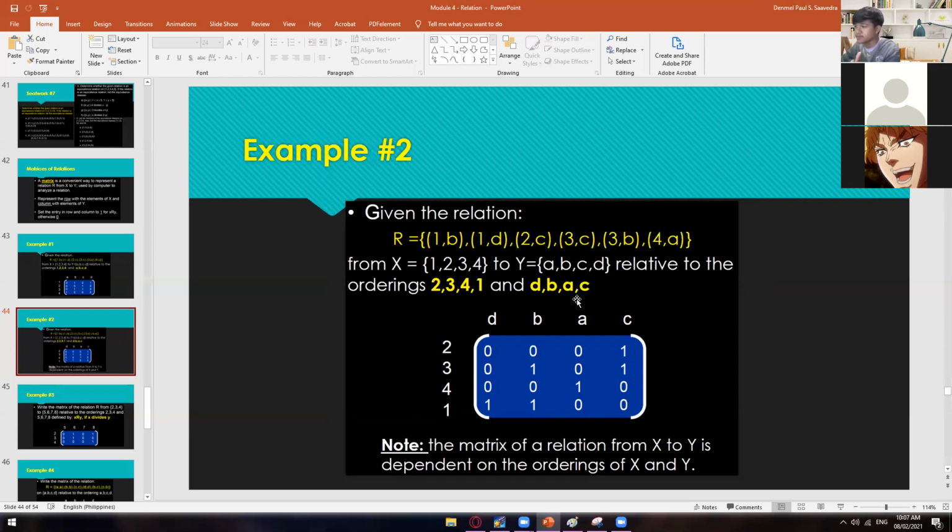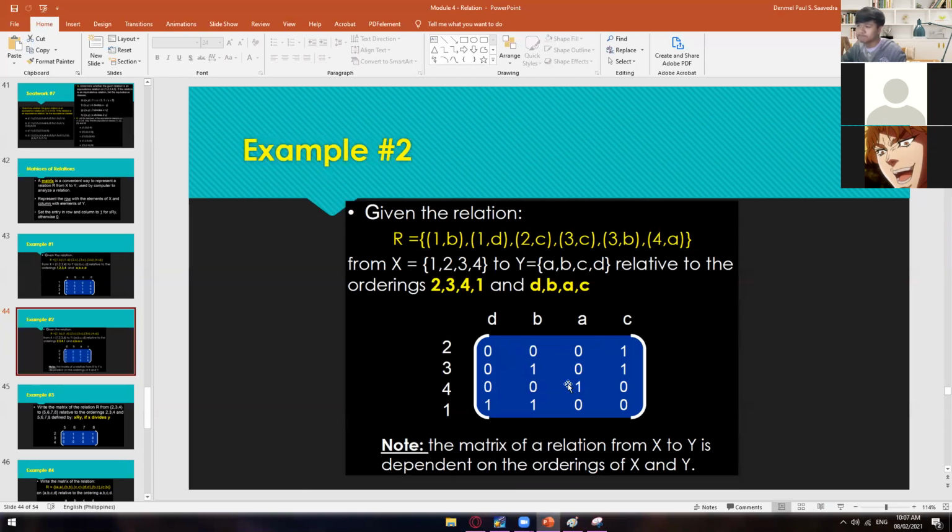Okay. So, look for 1B. So, we have here 1 and then B. So, just make this one 1. And then we have here 1B, which is now this one, 1D. And then 2C, which is this one. And then 3C, which is this one. And then 3B, which is again this one. And then 4A is this one.